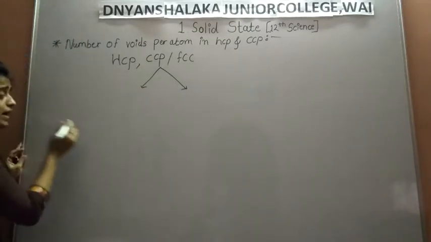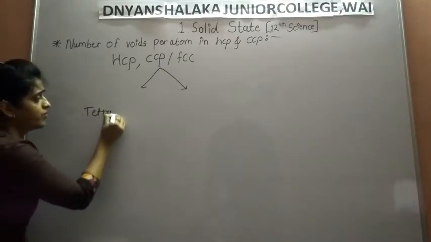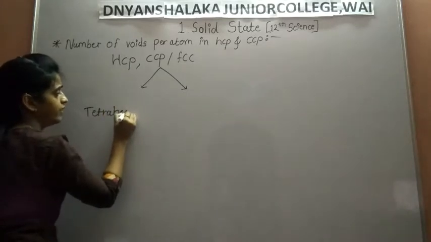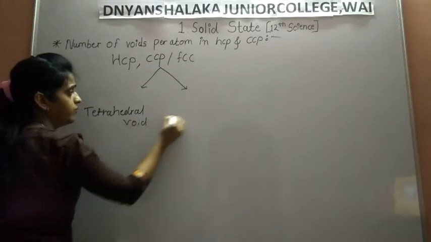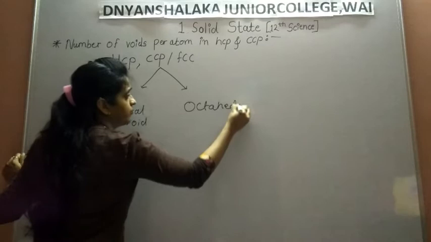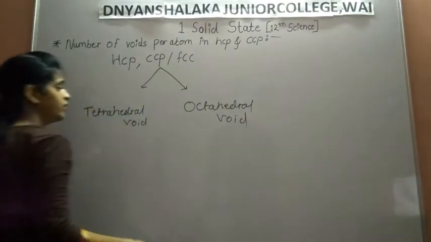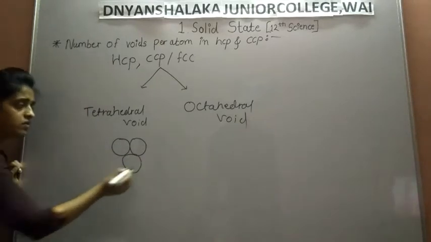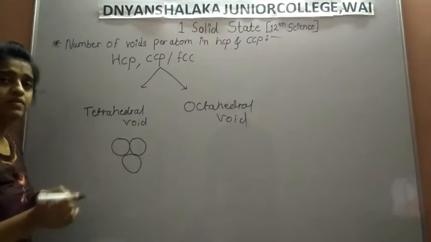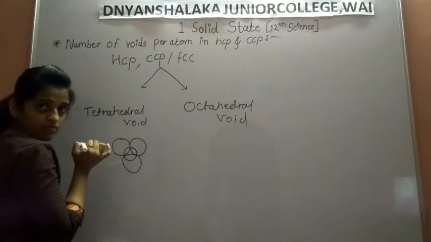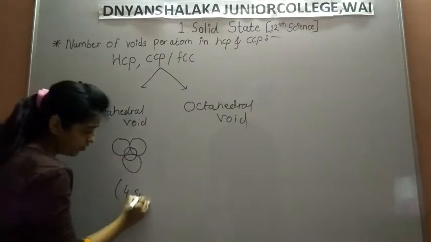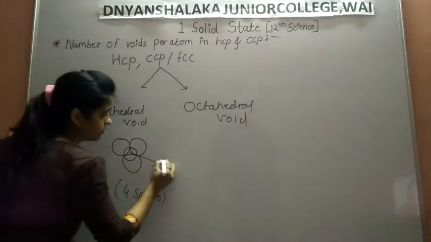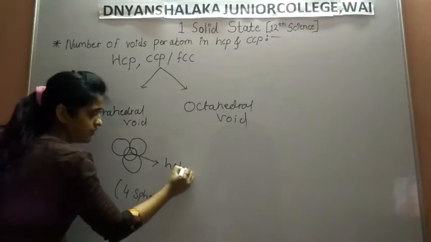In three-dimensional structure, in CCP or HCP we form tetrahedral and octahedral voids. Tetrahedral void means three spheres are attached to each other, and on top of them a fourth sphere sits, so between four spheres, or four atoms, a hole is created. This hole is called a tetrahedral void.